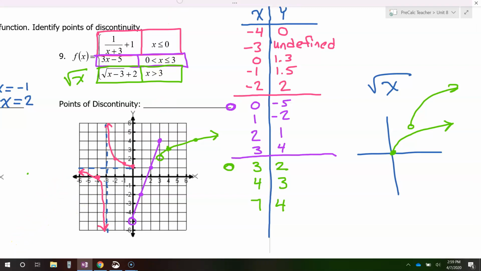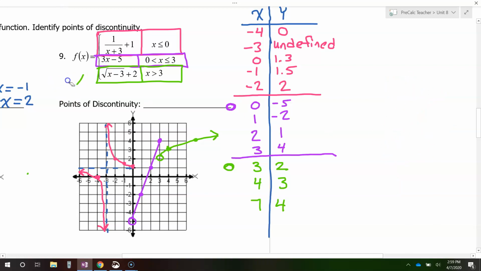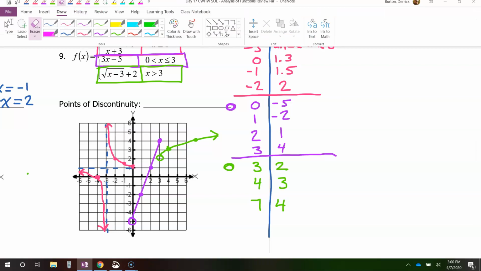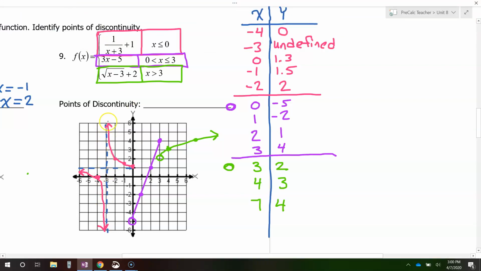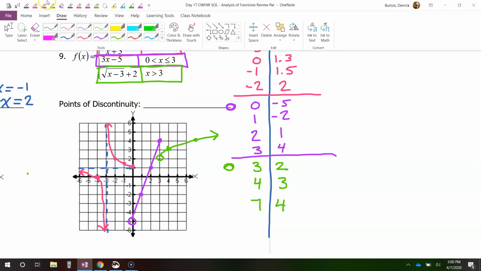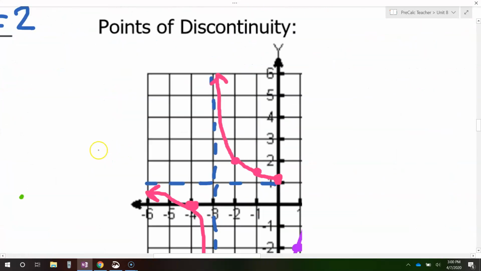Oh yeah, we still have to talk about points of discontinuity. I almost forgot about that. Okay, remember, discontinuity. That's going to be breaks. Any break in the graph is going to be a point of discontinuity. We have a break right here at -3. This is an asymptote. That makes this an infinite discontinuity. All right, so I'm going to have to squeeze this in here. I think I'm going to go with a smaller font.